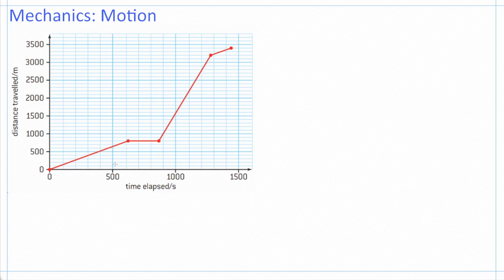Now, when it gets to this point, which is approximately 600 seconds or so, then it stops. There's no more distance traveled, so it stops, and then it continues. And we can even compare the speeds, because if we take the gradient of any of those lines, we should find our average velocity, our average speed.